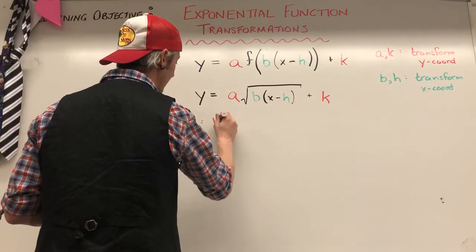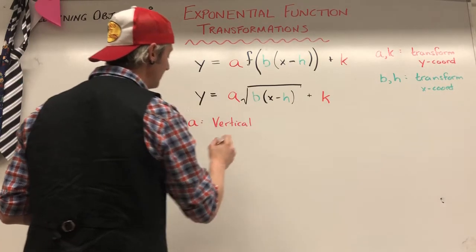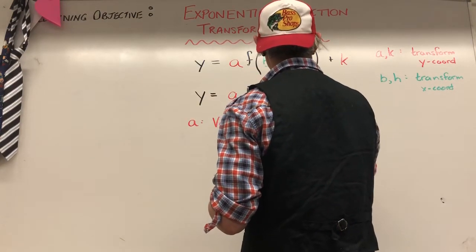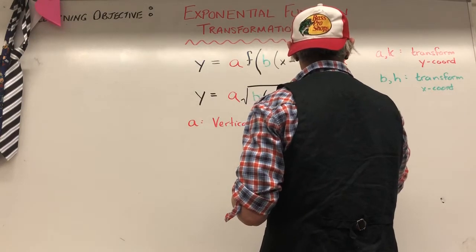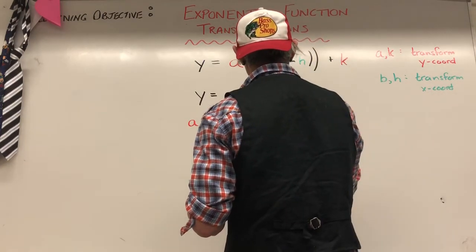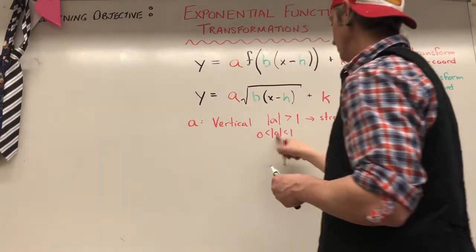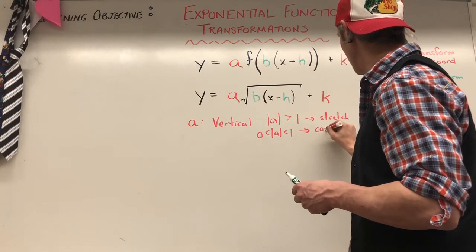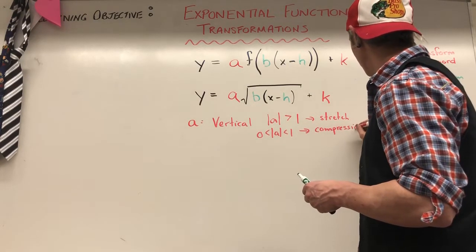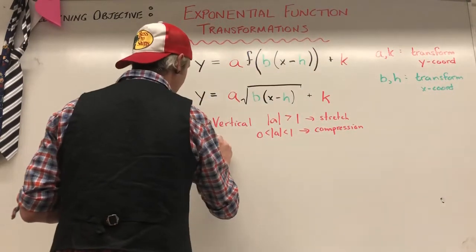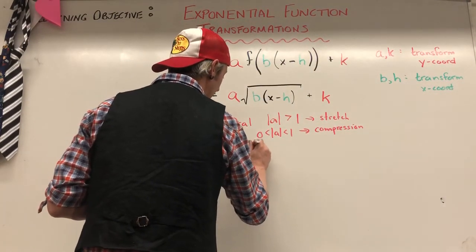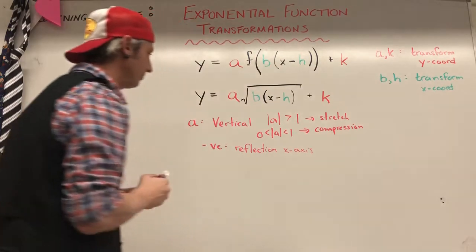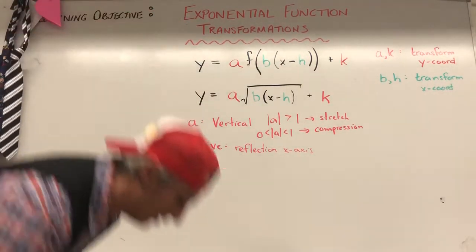A is my vertical stretch. If the absolute value of A is bigger than 1, it's going to be a stretch. If the absolute value of A, basically just the number regardless of the sign, is between 0 and 1, it's a fraction, we're going to get a compression, a squeeze. It's going to make it smaller across the y-axis. And if A is negative, we get a reflection in the x-axis. That is really the most important thing we need to know for A.